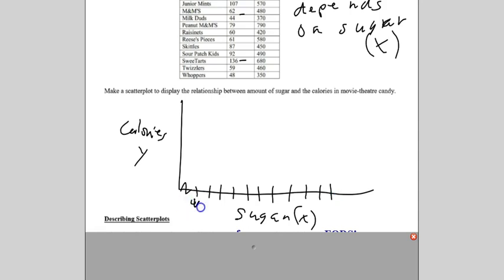So I'm going to put 40 here. If you don't have a lot of space, you don't have to put every number. You can skip them: 40, 60, 80, 100, 120, 140. That's good enough.